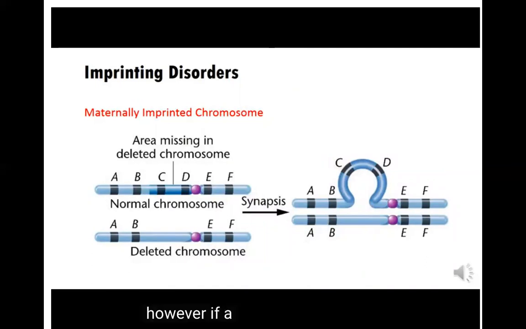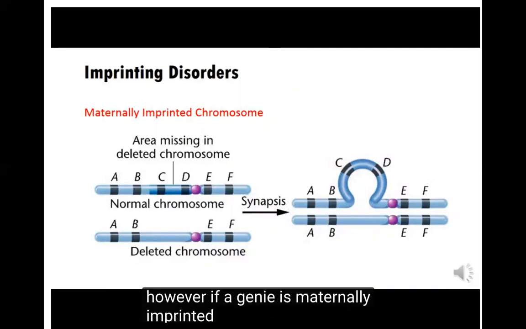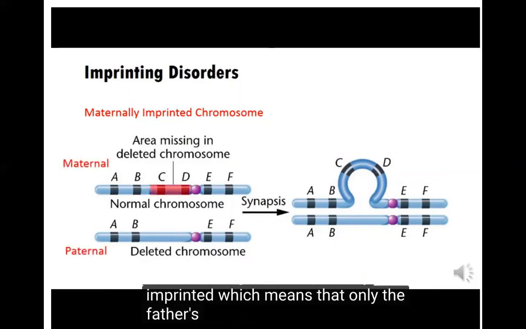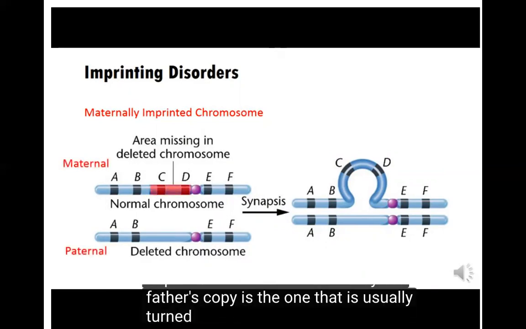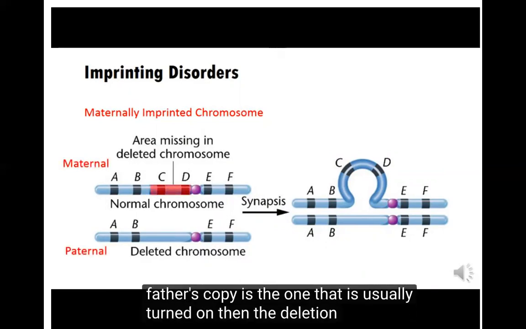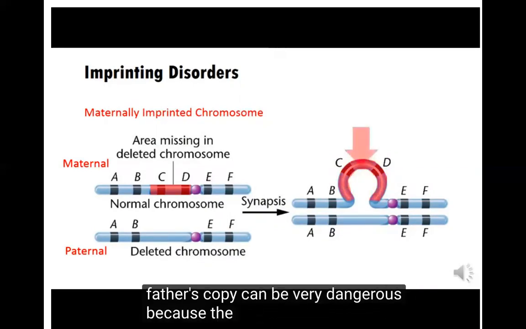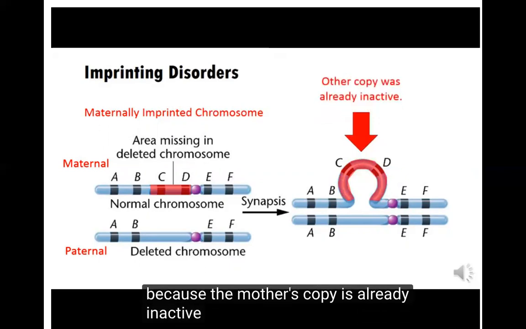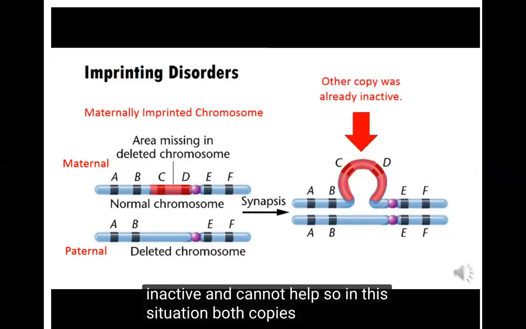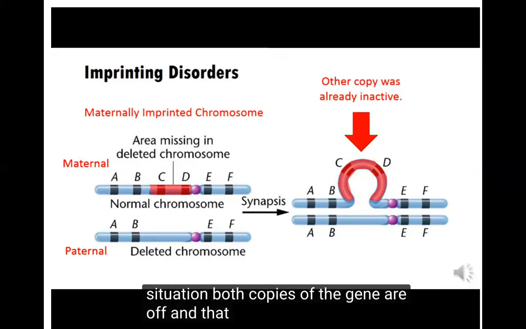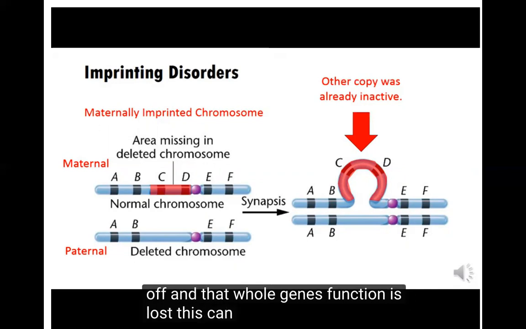However, if a gene is maternally imprinted, which means that only the father's copy is the one that is usually turned on, then a deletion in the father's copy can be very dangerous because the mother's copy is already inactive and cannot help. So in this situation, both copies of the gene are off, and that whole gene's function is lost. This can cause disease.